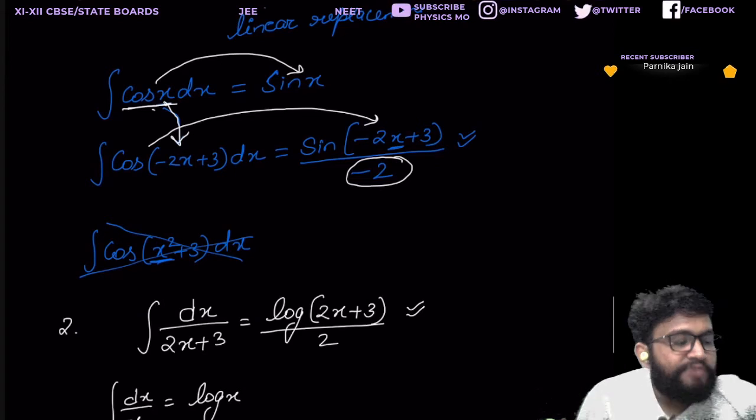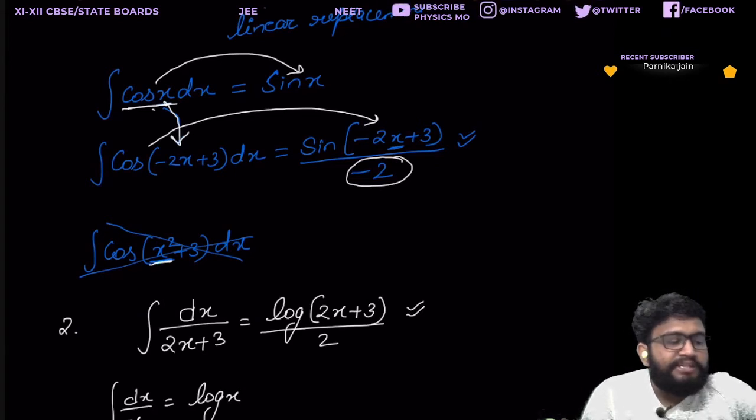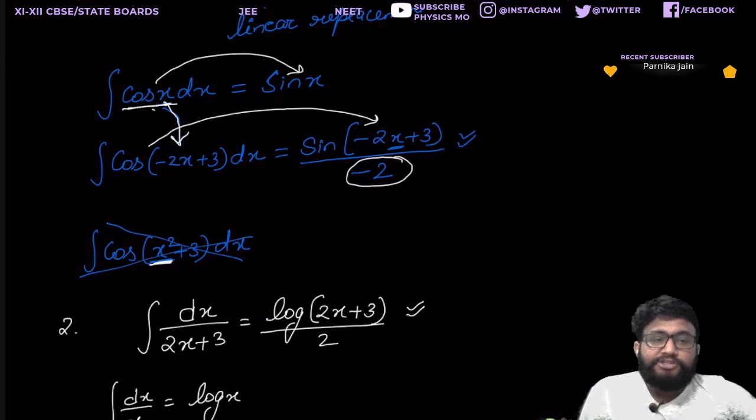Just think, if it was cos x square plus 3, in this case you cannot integrate because your replacement is not linear. The power of x is not 1, and the power of x should be 1 to integrate.